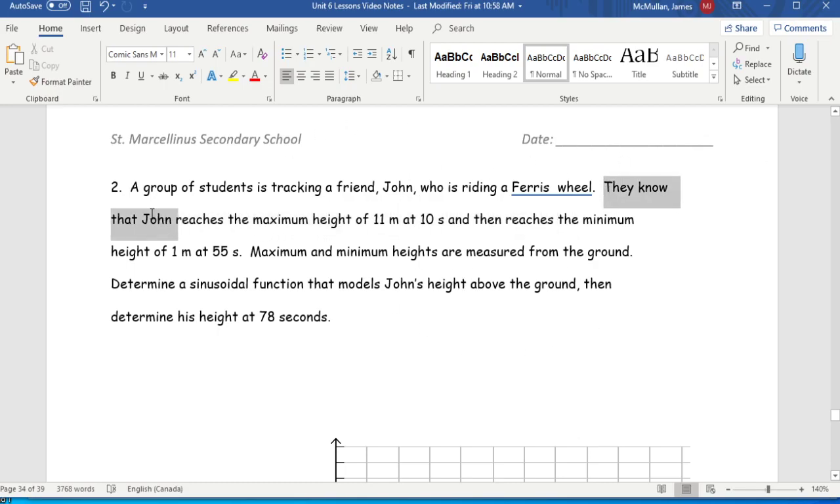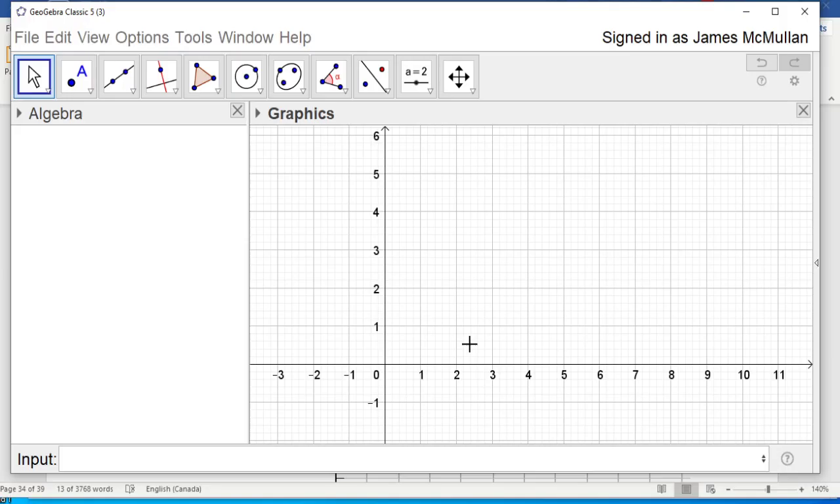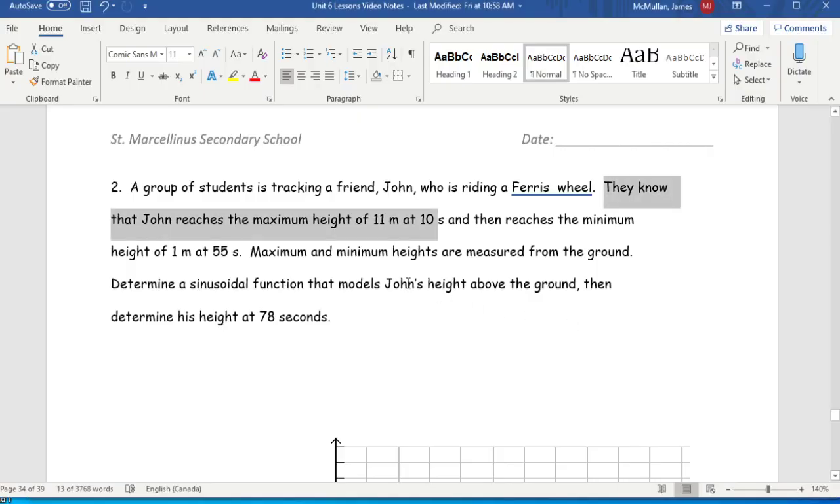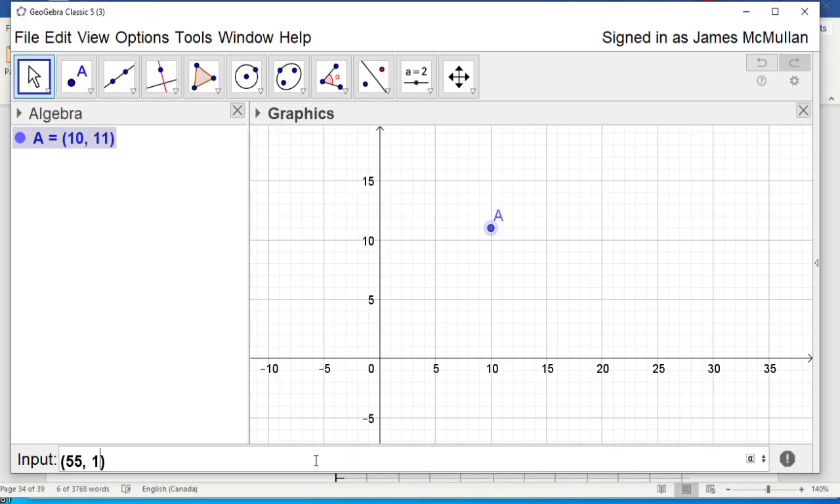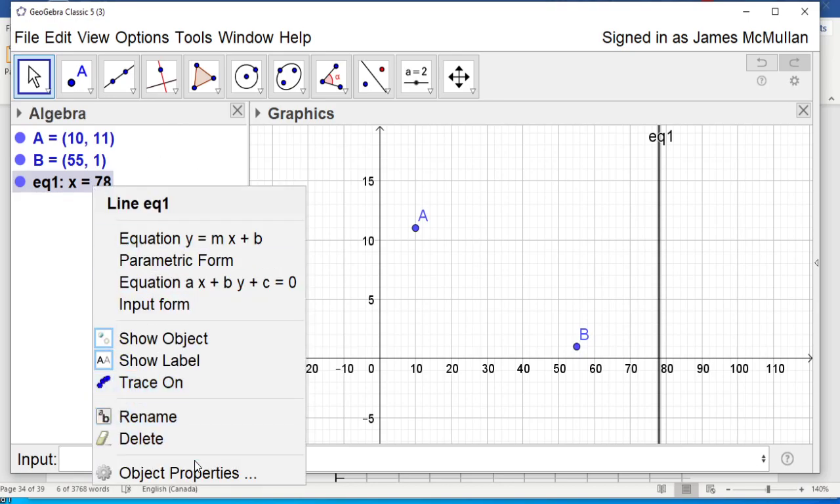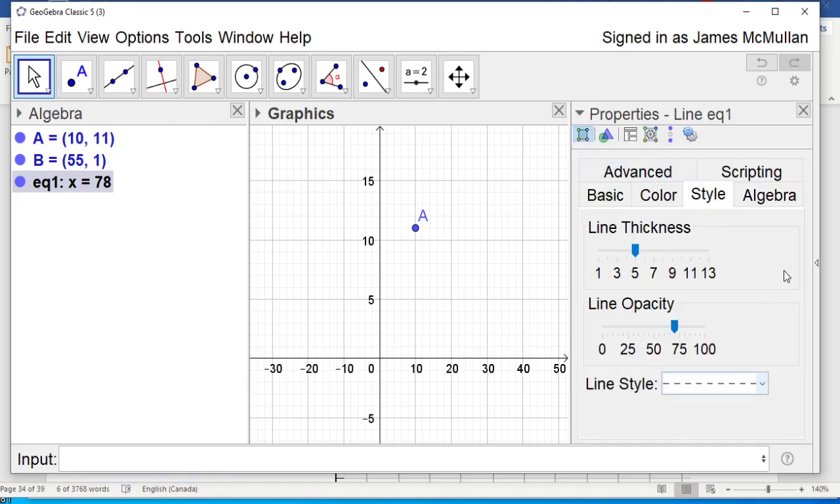So it says they know John reaches a maximum height of 11 at 10 seconds. So let's go over here, and we'll draw 10 seconds has a height of 11. So we know that that's where he is at the max. Now, we also know that he's at the minimum, which is 1 at 55 seconds. So 55, 1. The question is, where is he at 78? So x equals 78. So how high is he? It's like min, max, and then he's on his way up. And where would he be when he crosses that line there, at 78 seconds? Okay, so that's what we want to know.